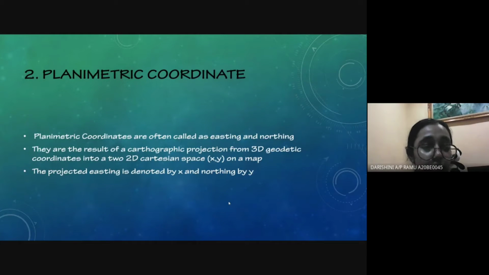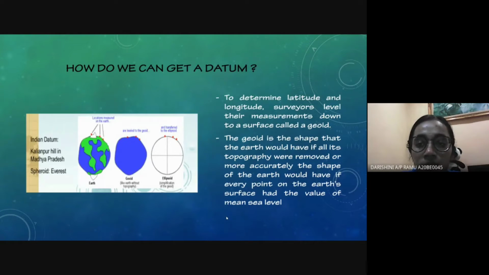So next we're going to talk about planimetric coordinates. Planimetric coordinates are often called easting and northing. They are the result of the cartographic projection from 3D geodetic coordinates into a 2D Cartesian space, XY, on a map.